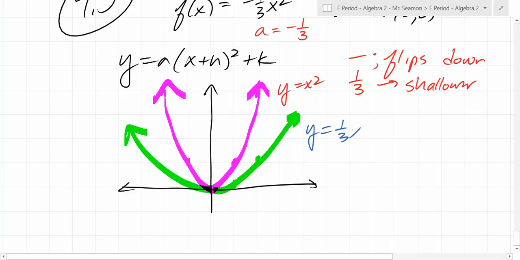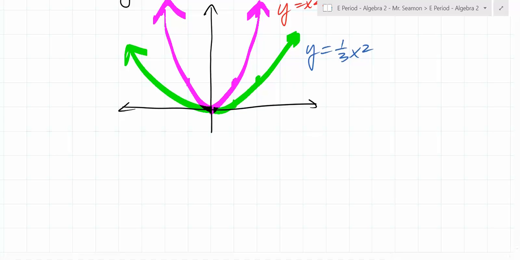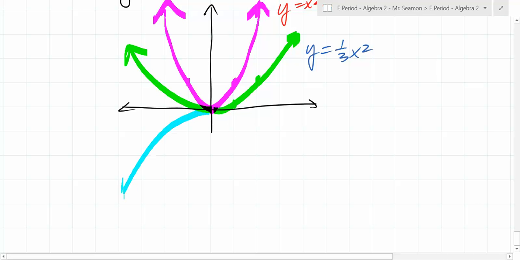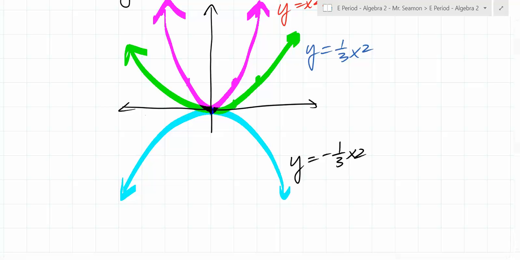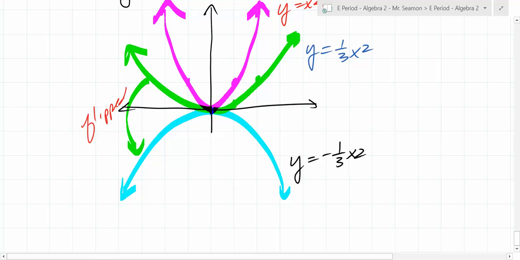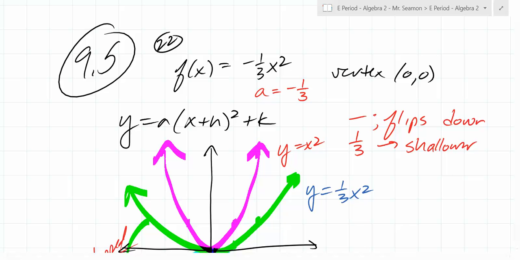That's 1/3 x squared, but what else do you need to do? Flip it over. So this one is y equals negative 1/3 x squared. So this one right here, this green one, what happened to it? It got flipped. And remember, there are three types of transformations. There's up and down, left and right, and then all the A transformations.